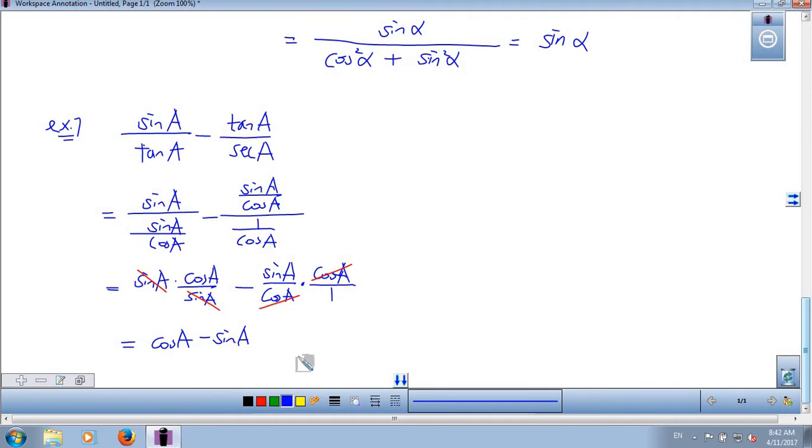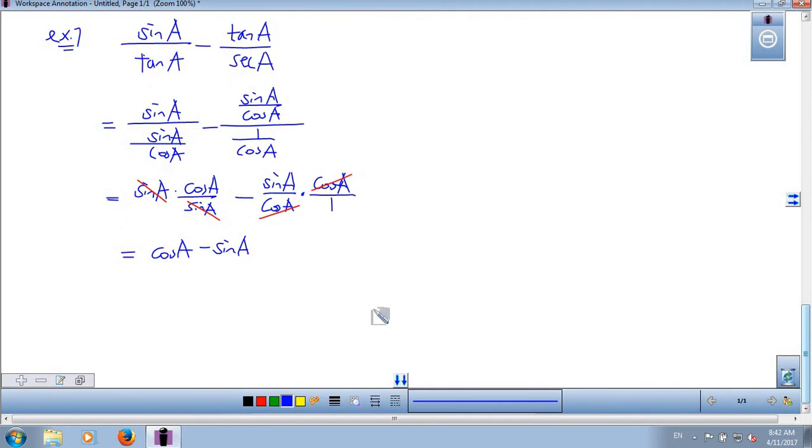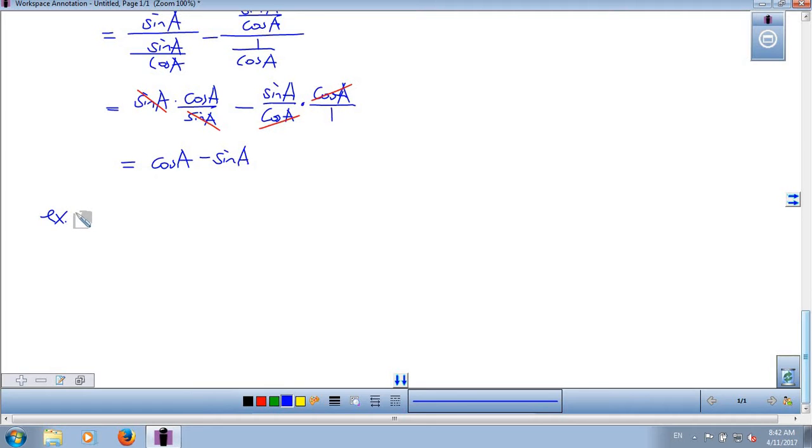Alright, I want to show you some other examples that require a different kind of method. So for example, let's go ahead and take a look.